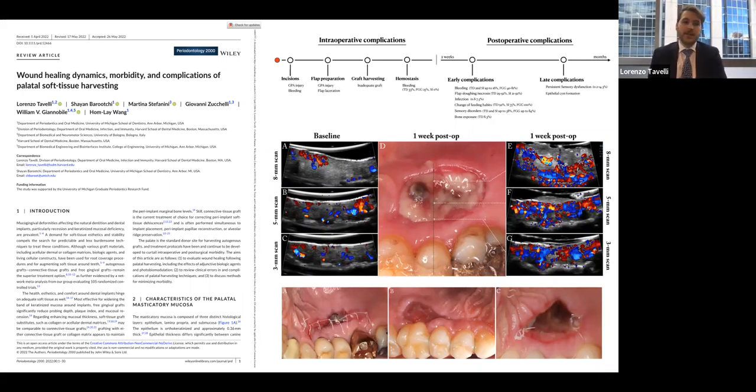We recently published this review in Periodontology 2000, in which we focus on the wound healing dynamics, morbidity, and complications of soft tissue palatal harvesting. So let me go a little bit fast on this point, saying: what can we do to obtain the same increase in keratinized mucosa without harvesting from the palate, or without provoking so much pain, or reducing the risk of complications?